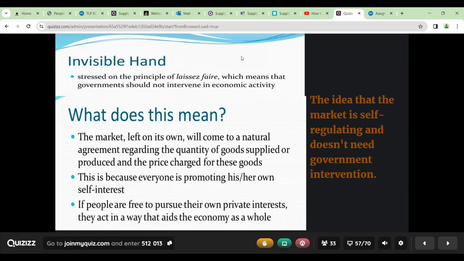So is this true? Can an economy run with just this policy?